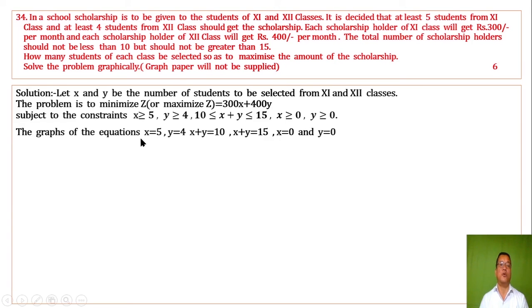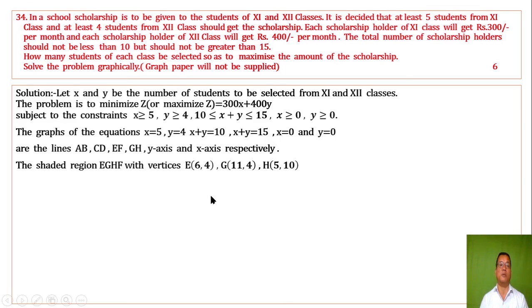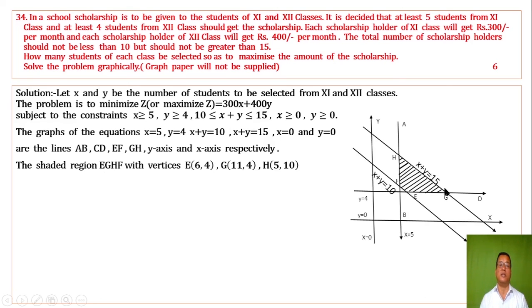The graphs of the equations are lines. For these we call AB, CD, EF, and for the others, G is x equals 0, its graph is the y-axis, and y equals 0, its graph is the x-axis, respectively. The shaded region EZF, with vertices as in this picture, is the feasible region.